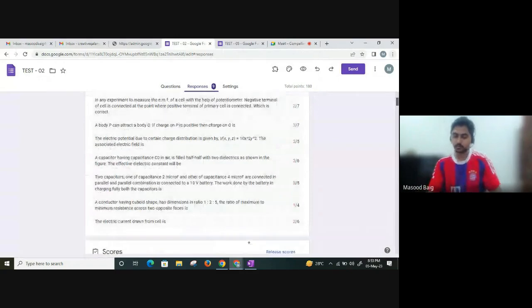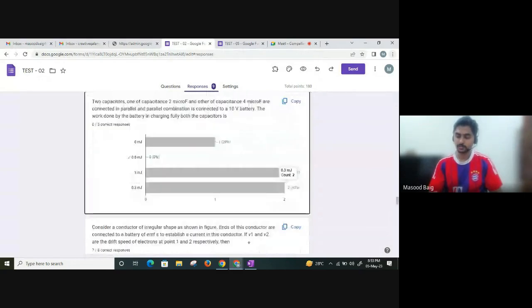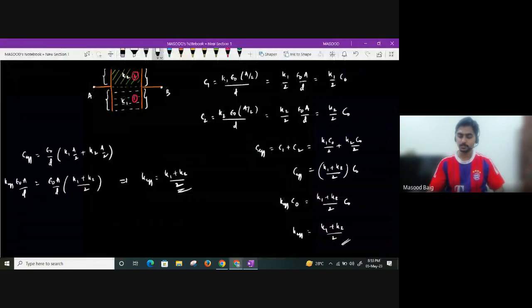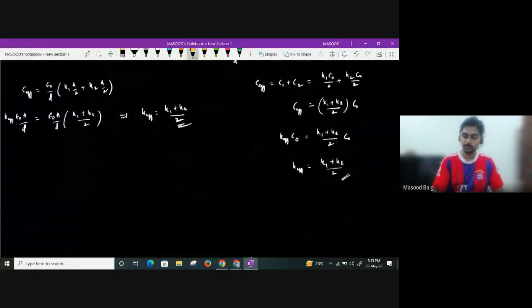Okay, two capacitors are connected in parallel. On this question, majorly everyone has done it wrong. Two capacitors, one of capacitance 2 microfarad, the other 4 microfarad, are connected in parallel, and the parallel combination is connected to 10 volt. The work done by the battery in charging both the capacitors fully, they are asking. So what they have given, again, 2 and 4 microfarad.